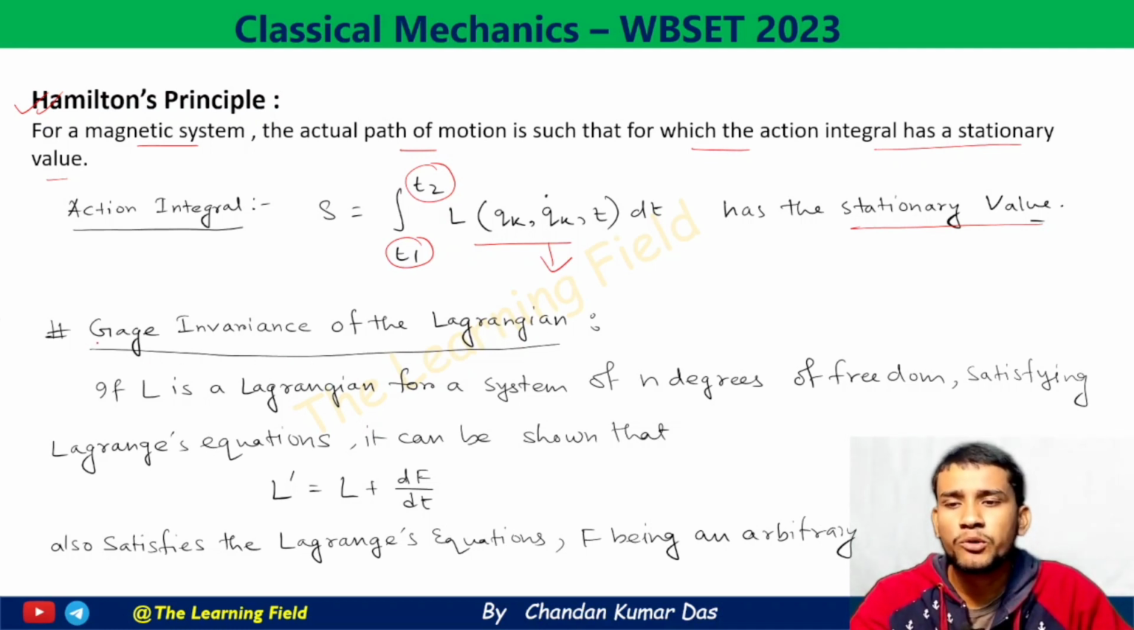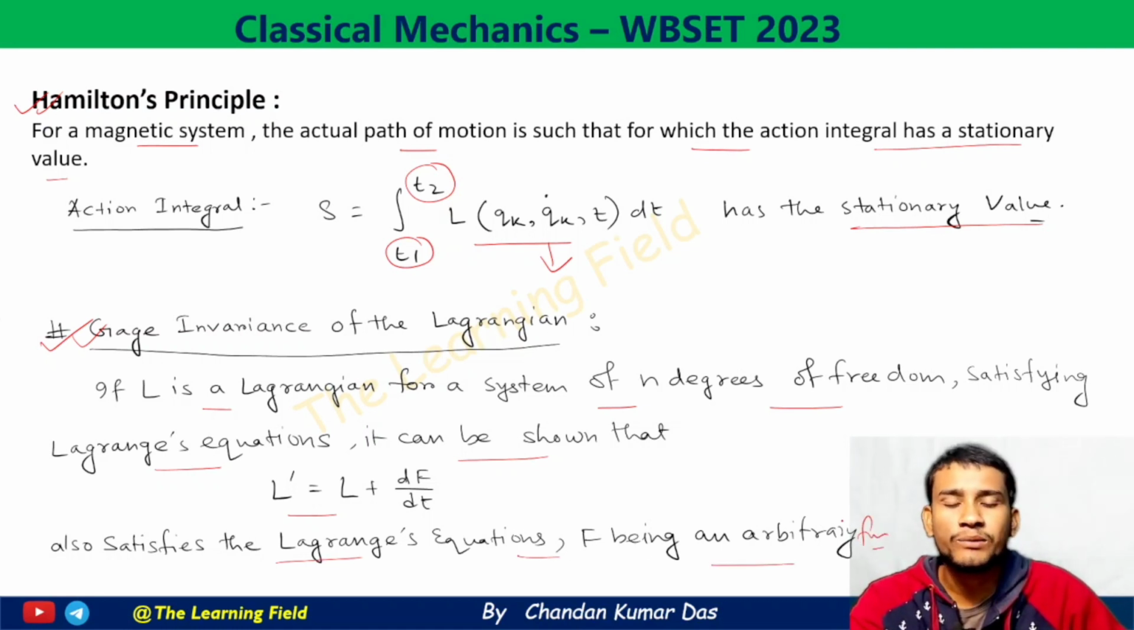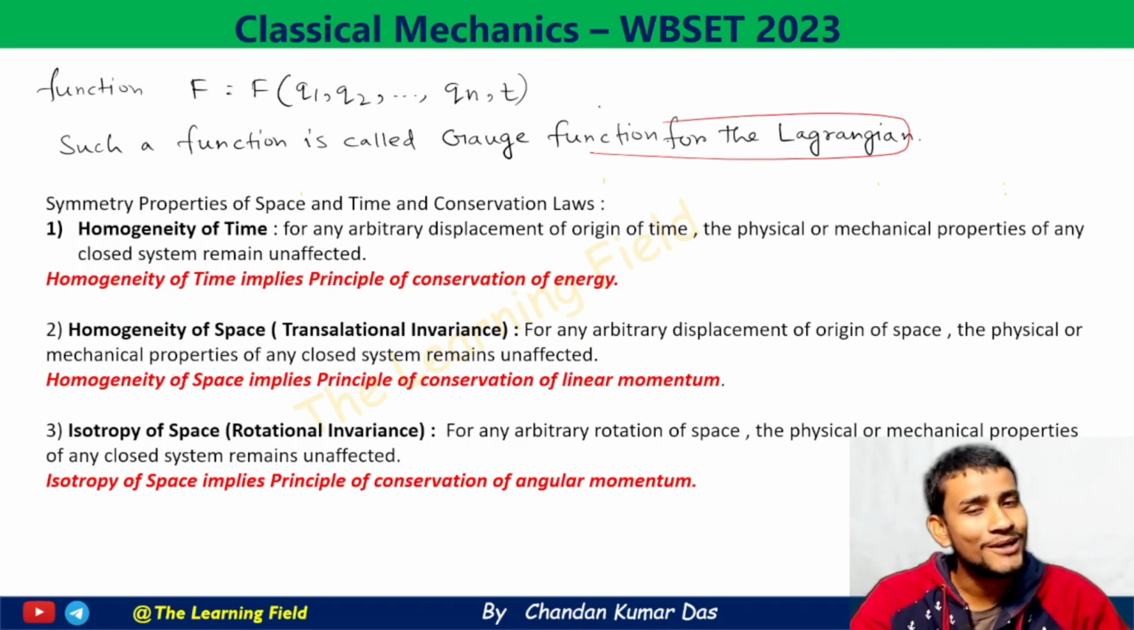So here another important thing is gauge invariance. Gauge invariance of Lagrangian is what? If L is the Lagrangian for a system of n degrees of freedom satisfying the Lagrange's equation, it can be shown that L dash equal to L plus df/dt also satisfies the Lagrange's equation, f being an arbitrary function, okay. This f is called the gauge function of the Lagrangian. It is an arbitrary function, but the function has a name also. What is the name? The name of the function is gauge function.